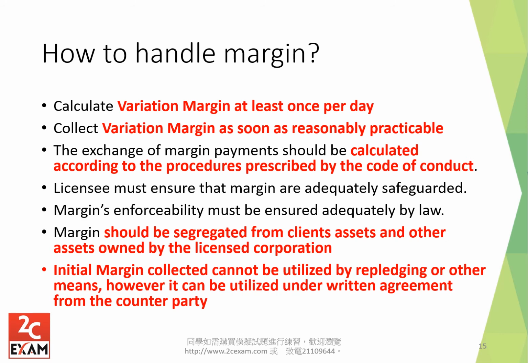Licensee must also ensure that the margins are adequately safeguarded, and also ensure that the margin's enforceability is ensured and adequately protected by the law. Margin should be segregated from client assets and other assets owned by the licensed corporation. So if you collected margin from another counterparty, you should segregate such margin payments from your regular account and also client accounts. You should try to segregate it, be it as independent as possible. Remember, initial margin collected cannot be utilized by repledging or other means unless there's written agreement from the counterparty that allows you to do so and agrees with such practices.